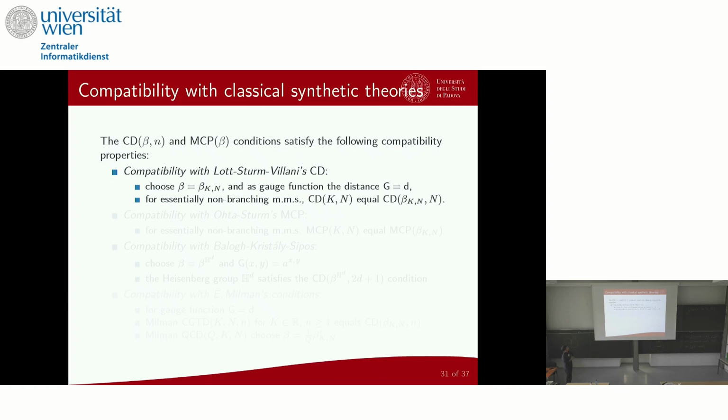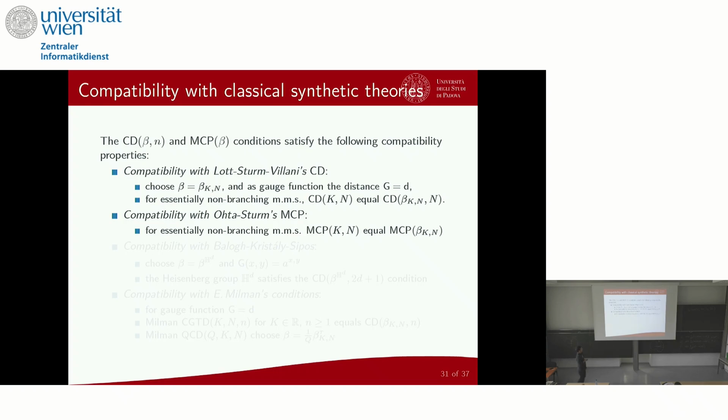For instance, if you want to recover the classical Lott-Sturm-Villani, then you simply have to take as beta the Riemannian beta, capital K, capital N, and small n equal to big N. So here the two dimensional parameters are the same, and you fix as a gauge the distance, which is compatible with what we have seen. And we can prove this equivalence for essentially non-branching metric measure spaces.